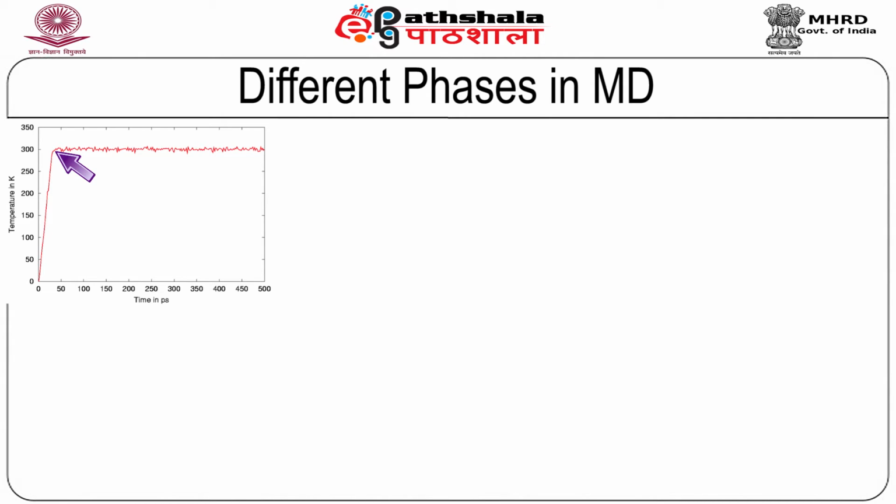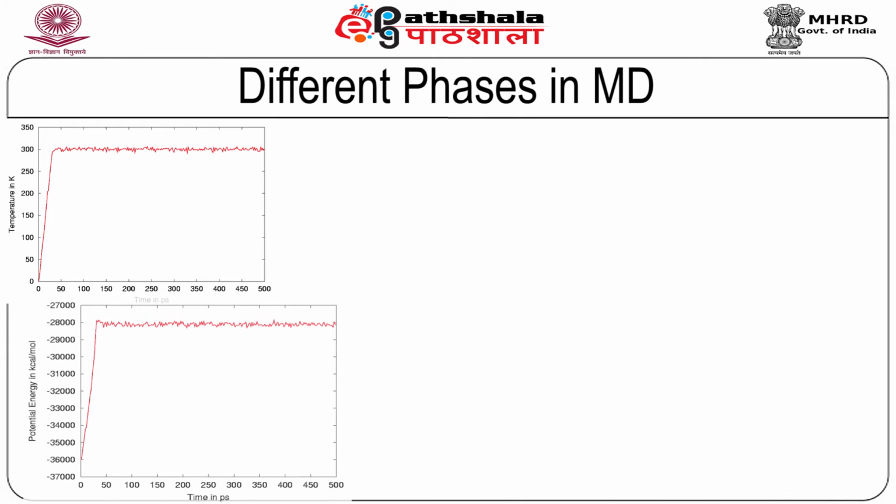When I reach the desired temperature, the temperature will remain constant, nearly constant. During the heating phase, my potential energy will decrease. Initially the potential energy was highly negative. It will become less negative after heating.